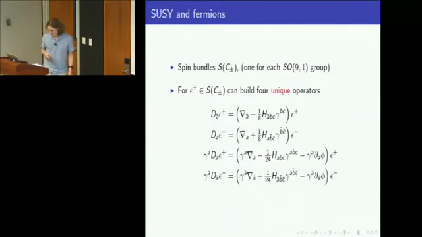So how do we do this? Well, the easiest way to do it turns out to be to think about spinors. So associated to each of C plus and C minus, i.e. basically the two SO(9,1) groups that we have, we can write a spin bundle.